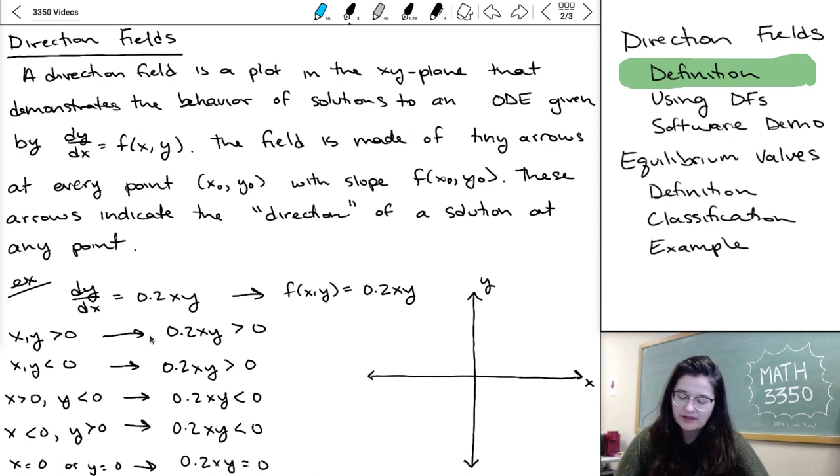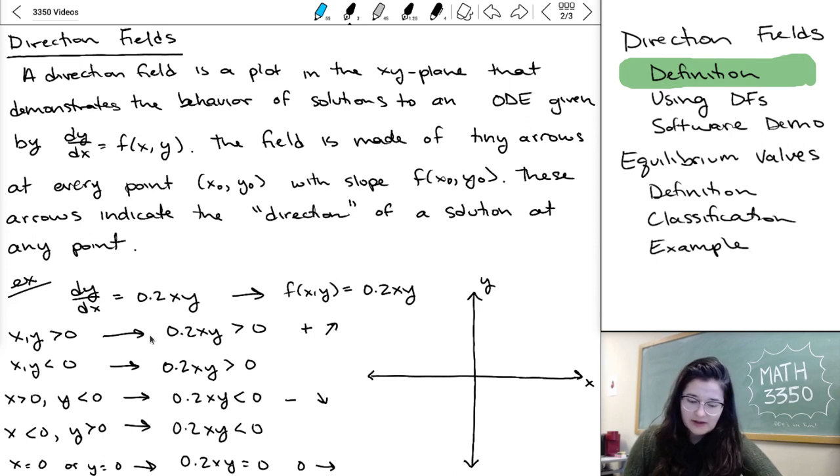And in all these different cases, I care about what is f of x, y, what kind of slope that gives us. So when 0.2xy is greater than 0, that's a positive slope, something that points upwards. And when 0.2xy is less than 0, like here, that's going to give me a negative slope, something that points downwards. And over here, when I have 0.2xy equals 0, that's going to give me flat things. The slope is 0, something that points horizontal.